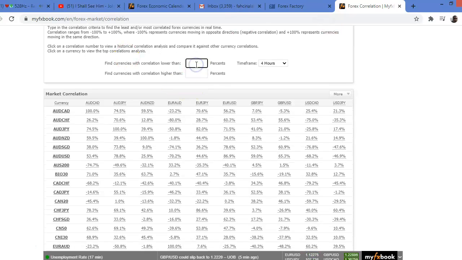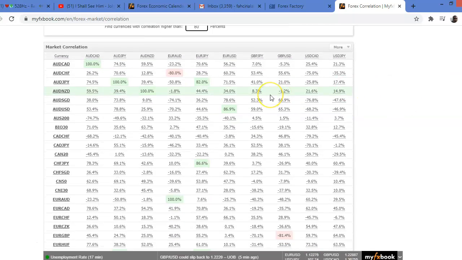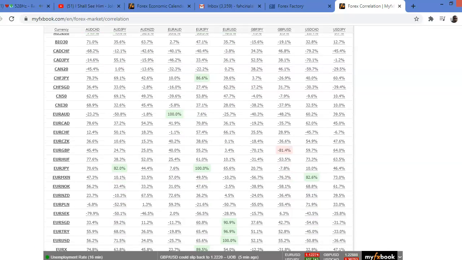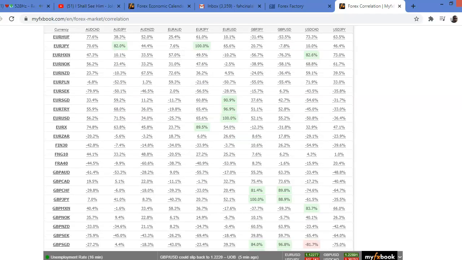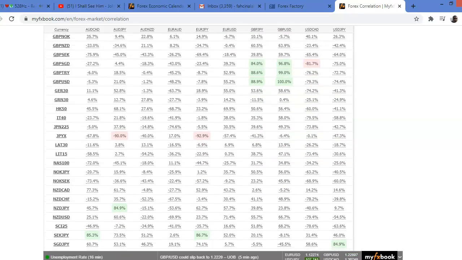I like to put in not minus 82, minus 80 and 80, because it highlights them for me and I get to see what pairs have the strongest correlation right now. So I was looking at UCAD, to be honest, today. UCAD, MXN, GBP, MXN. I was looking to get into UCAD.